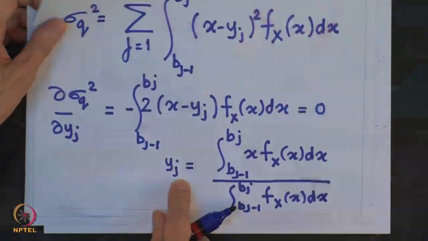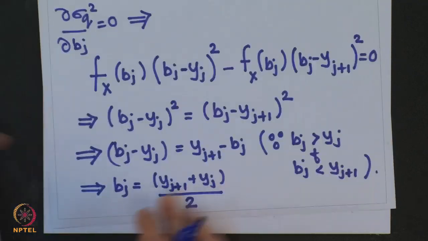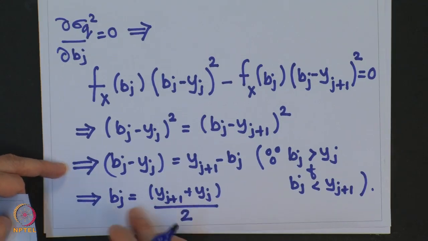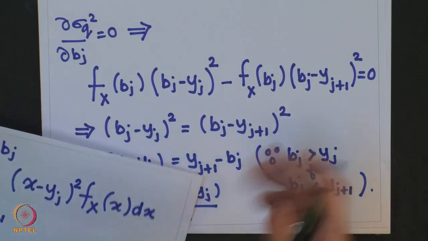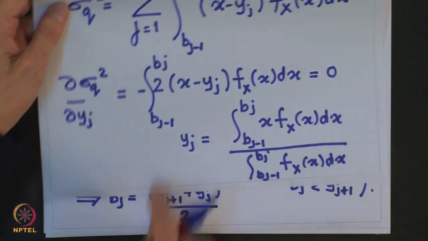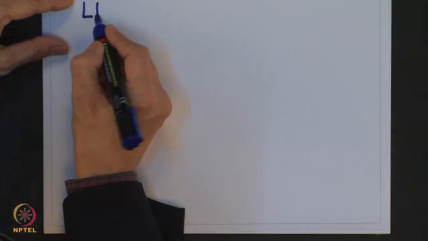So, we have two equations, for yj the reconstruction level and for Bj, and now we have to do this in an iterative manner because both are interlinked, and one of the first algorithms to do this was what was known as the Lloyd Max algorithm. We will quickly have a look at that algorithm.